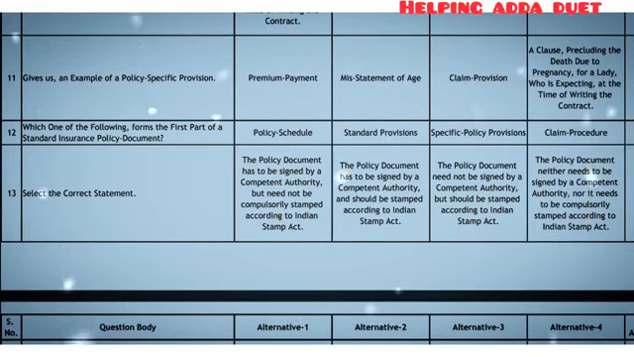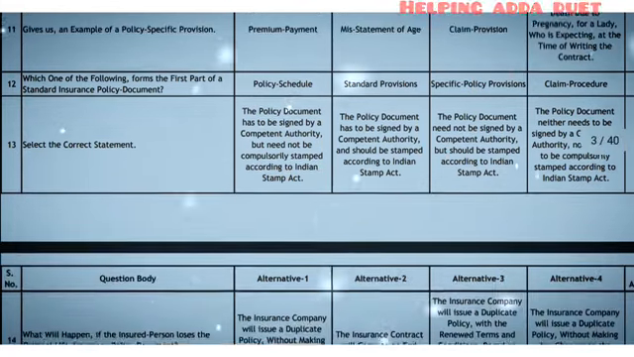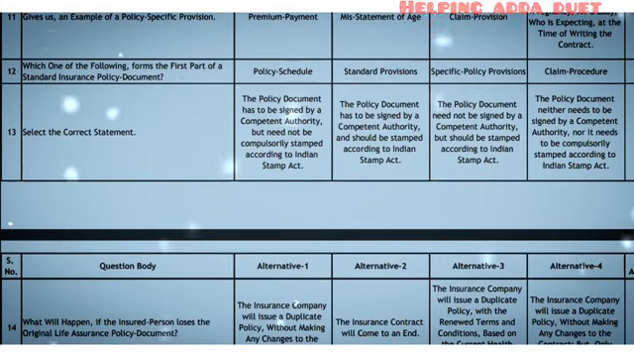Question number 12. Which one of the following forms the first part of standard insurance policy document? So the answer is policy schedule. Question number 13. Select the correct statement. Number 1. The policy document has to be signed by a competent authority but need not be compulsorily stamped according to Indian Stamp Act. This is a wrong statement.